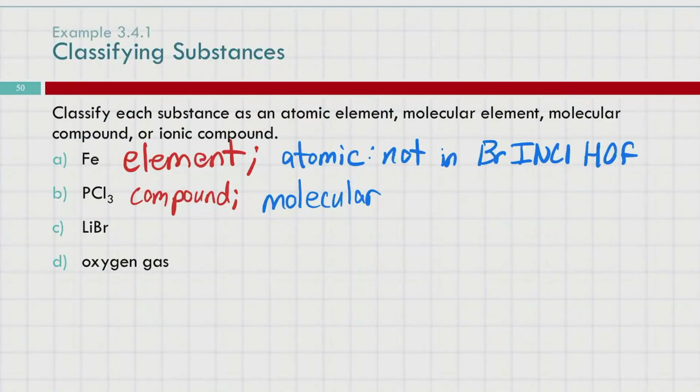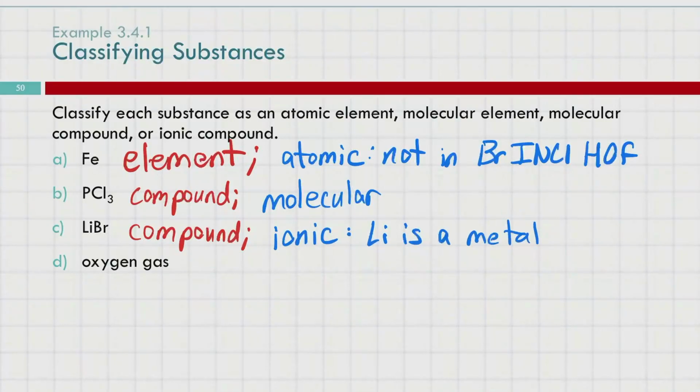Next up, LiBr. Is that a compound or an element? This one's also a compound. And is it a molecular or ionic compound? This one is ionic, and we know that it's ionic because lithium is a metal. Bromine, Br, is a nonmetal. A metal and a nonmetal makes an ionic compound.